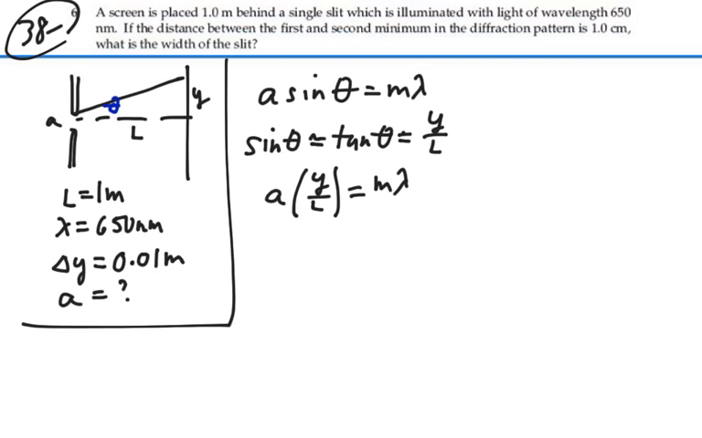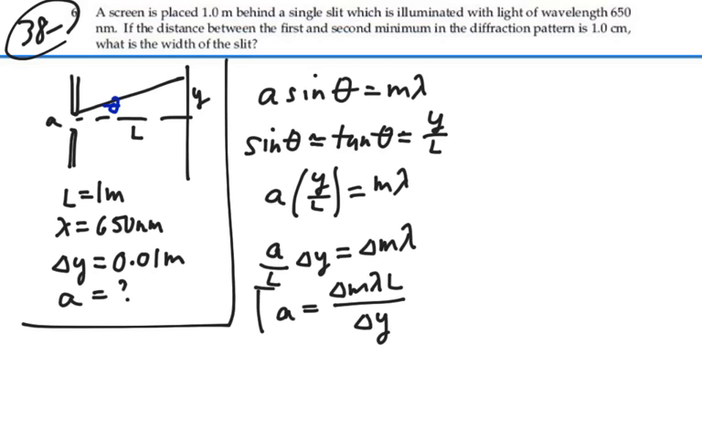And if we want to find a, given that we know the distance between the first and second minimum, and a being a constant, L a constant, and lambda being a constant, we could say that a over L times the change in y is equal to the change in m times lambda. So a would equal the change in m times lambda times L over delta y, where we happen to know what delta y is.